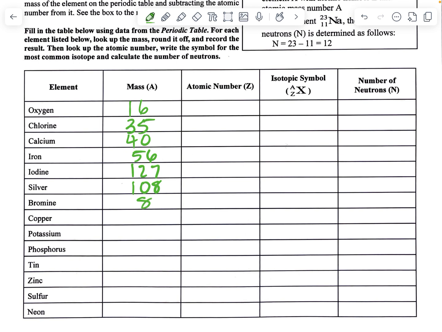And again, I could physically go back and forth between this page and the periodic table, but I'm pretty sure you know what to do at this point. So again, the mass number has to be a whole number, no decimals at this place. We'll talk later about why you would have some decimals in those masses anyways.